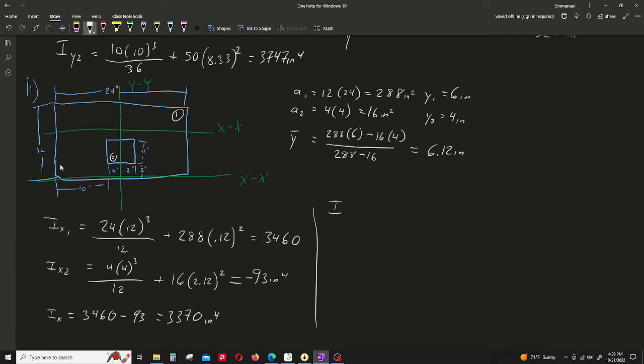And then for IY, well, not Y, sorry. So we did IX, now we got to do IX prime. Sorry about that. Just coming from a different location, IX prime. And that's going to be 24 times 12 to the cubed power, divide that by 3, which gives us 13,820 inches to the fourth.